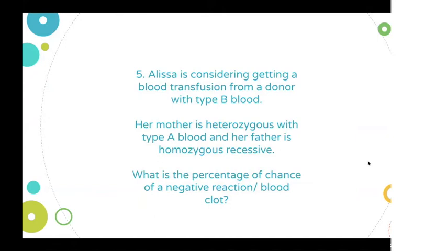I believe we have another question here. This one is going to be a lot harder than every other one we encountered so far, so just try your best. Elisa is considering getting a blood transfusion from a donor with type B blood. Her mother is heterozygous with type A blood, and her father is homozygous recessive. What is the percentage chance of a negative reaction or blood clot? There's a lot of information in these few sentences, and I will of course launch the poll like always. Just try your best, even if you don't know.